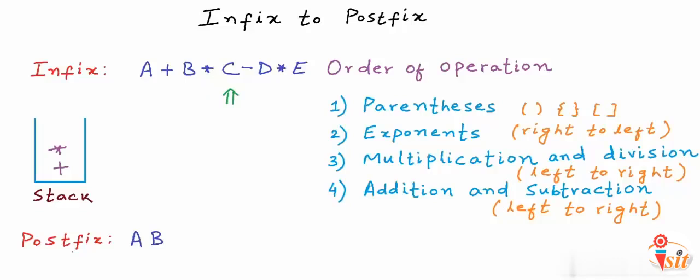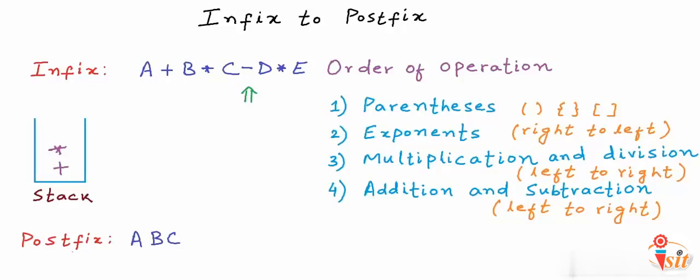Now we are at C, which is an operand, so it can simply go. Next we have an operator, subtraction. Subtraction itself cannot go, but as we had said, if there is anything on the stack having higher precedence than the operator that we are looking at, it should be popped out and should go. And the question is why?